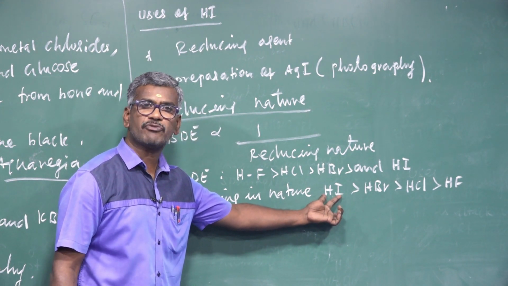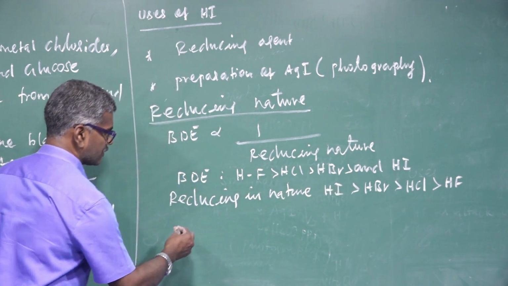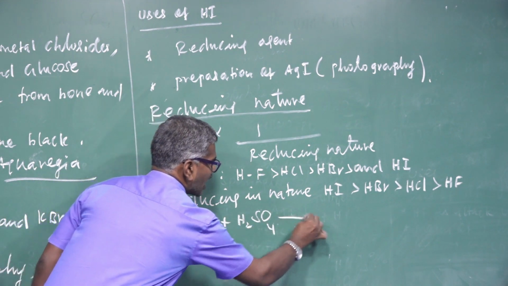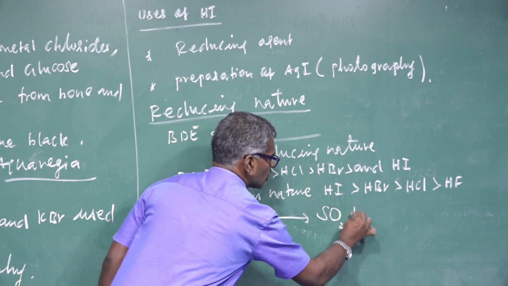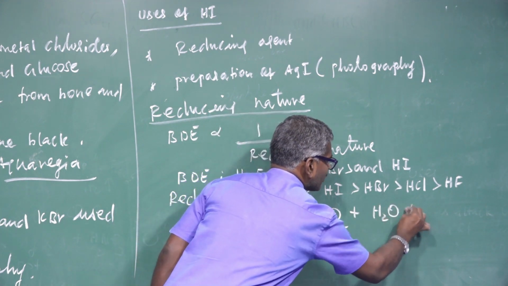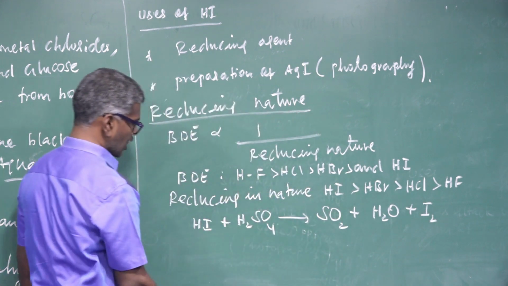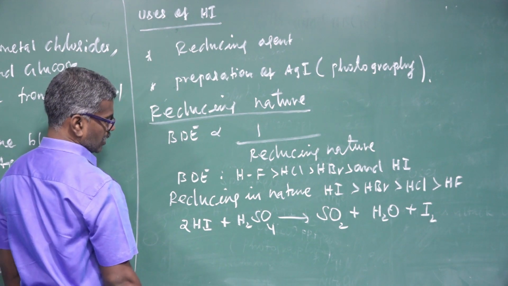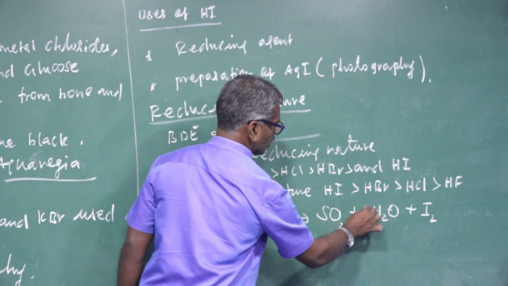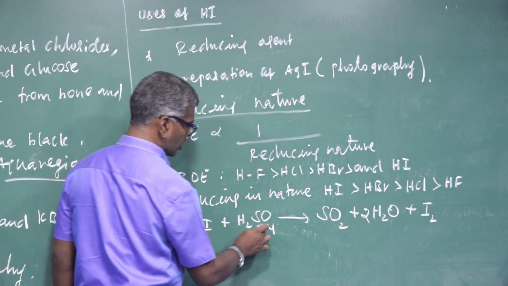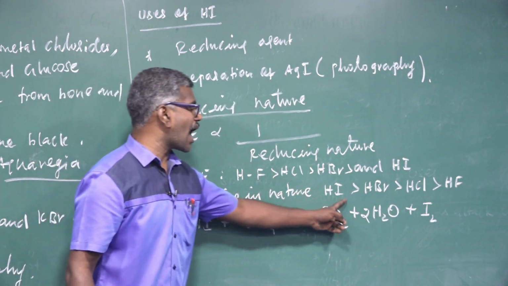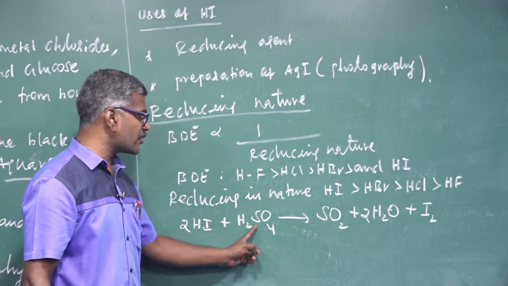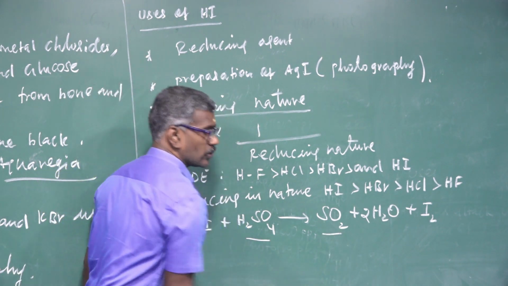This one reduces sulfuric acid, converting it into SO2. For example, HI reacts with H2SO4 to form SO2, water and liberation of iodine. Common iodine, 2 iodine, is 2 times. Common hydrogen, 2 hydrogen. Common oxygen, here 2, here 4 oxygen. So, among all the hydrogen halides, HI is the best reducing agent. It reduces sulfuric acid, converting it into SO2.